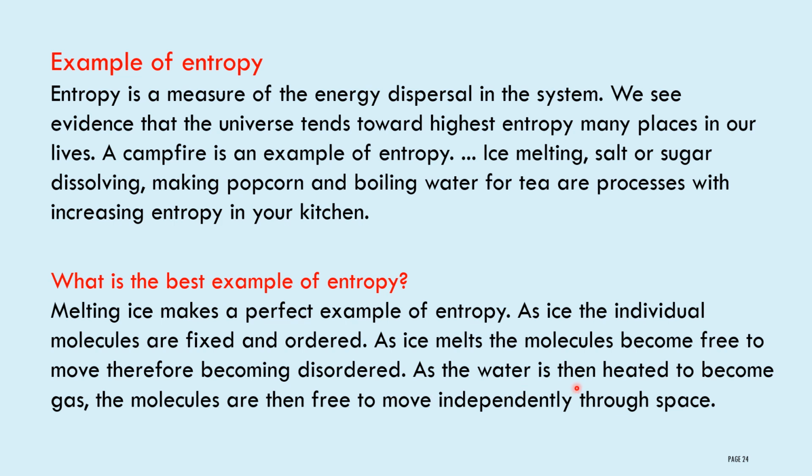As the water is then heated to become a gas, the ice has already been converted into a liquid. When you heat the liquid water, it starts converting into a gas. When you provide heat, you are providing energy to the particles. Then the particles gain kinetic energy, and the movement of the particles is more in the gas state. The particles move very fast, so the entropy, otherwise the disorder or randomness of the particles, increases.